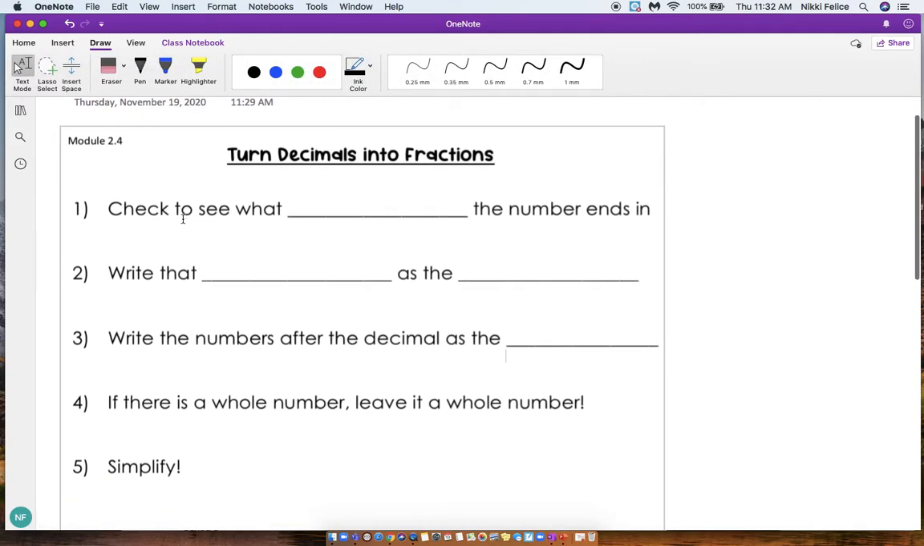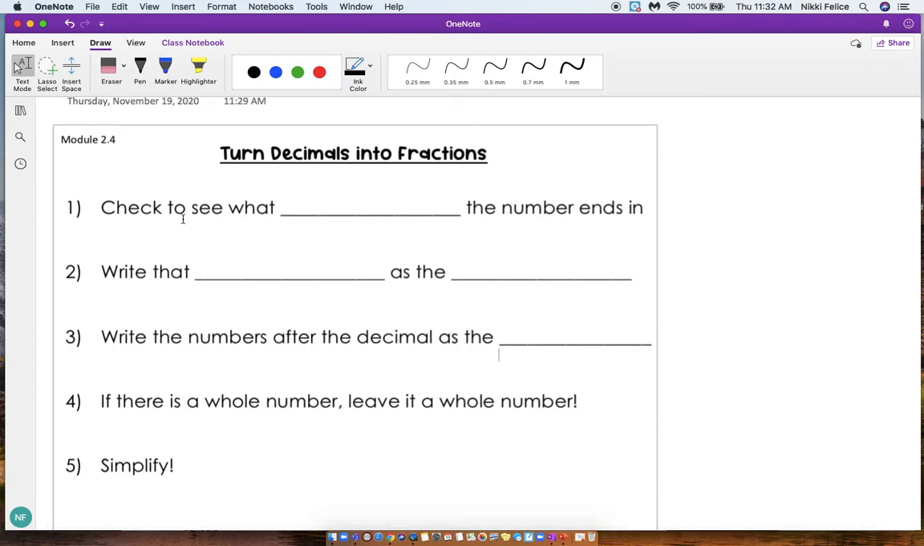So there's a couple steps that we can follow to help us turn decimals into fractions. Number one, we want to check to see what decimal place the number ends in. Then we want to write that decimal place as the denominator of our fraction. Then we are going to write the numbers after the decimal as the numerator. If there's a whole number, we're going to leave it a whole number, and then we're going to simplify.